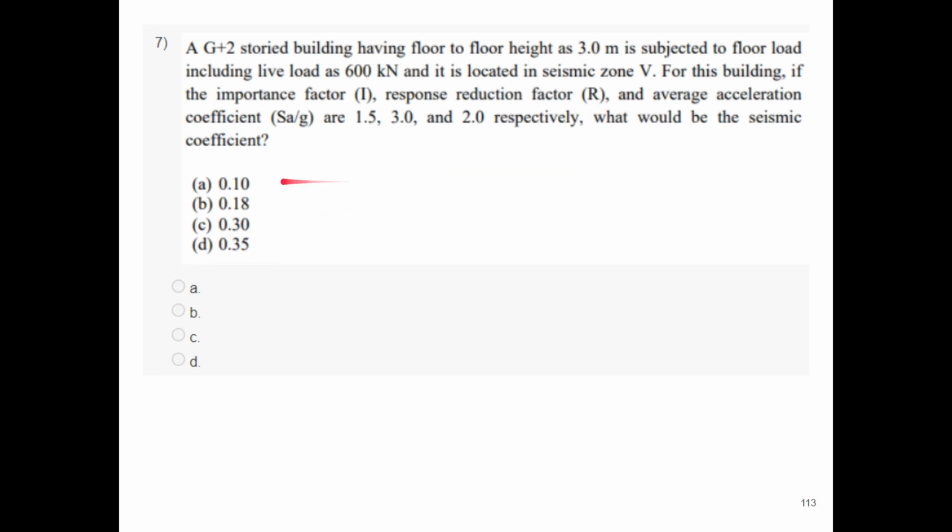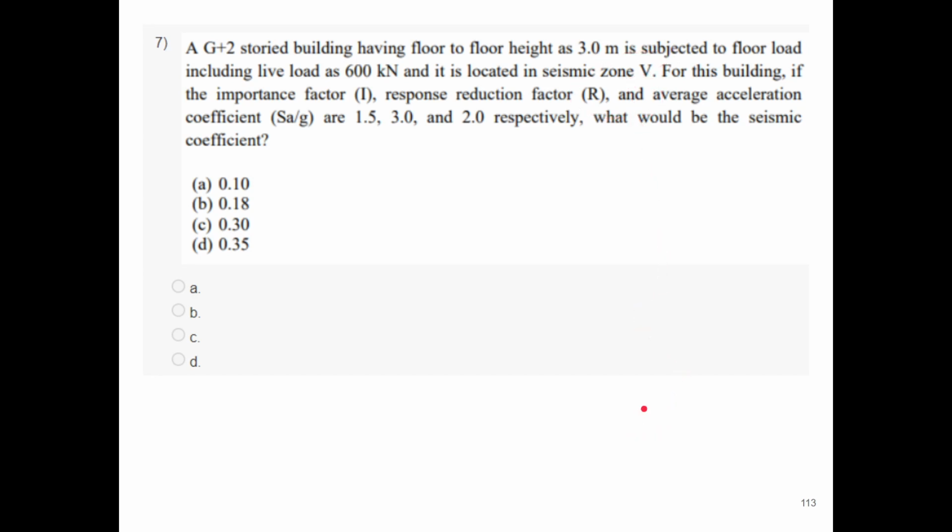So we need to find out the seismic coefficient. Okay, so that is alpha value, that is Z by 2 into I by R into SA by G. So I value is 1.5, R value is 3, SA by G is 2. And we only need the Z value. So Z value for seismic zone 2 is 0.1, for 3 it is 0.24, for 4 it is 0.3, and for 5 it is 0.36.